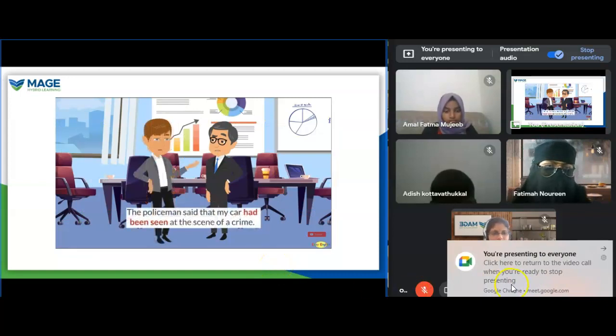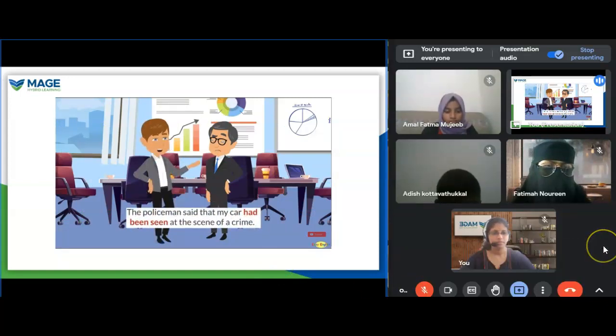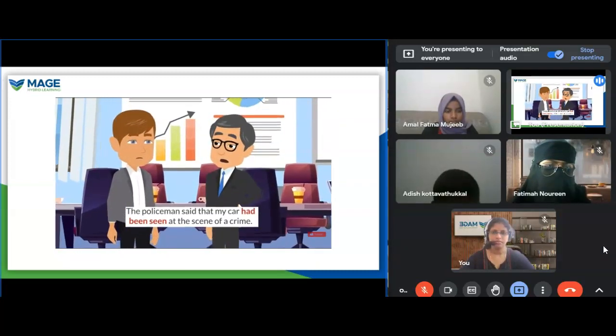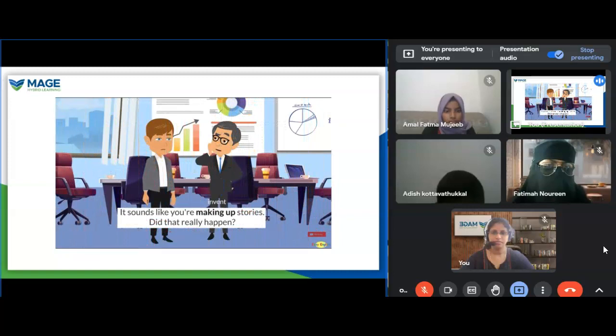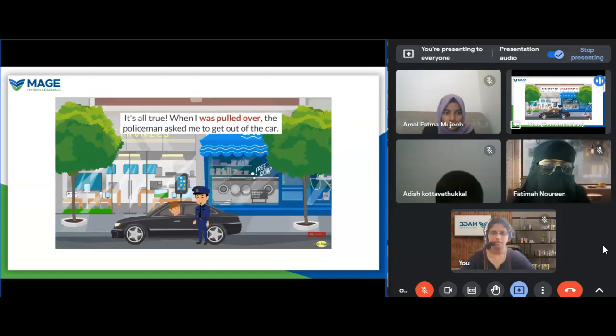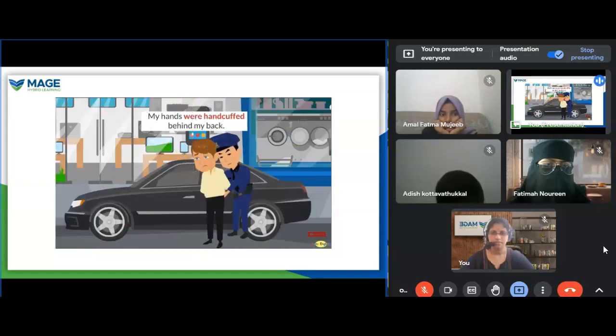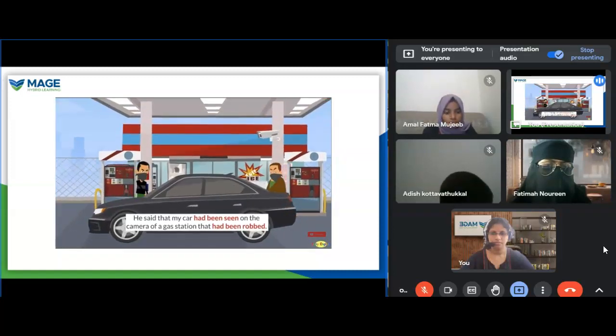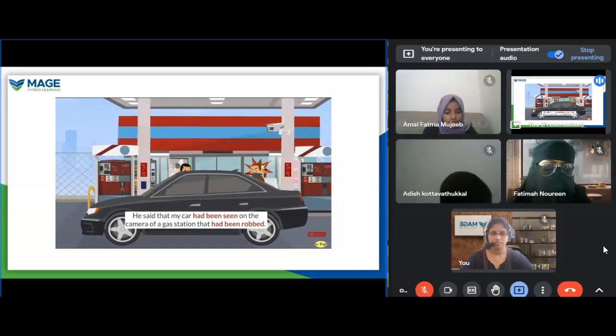Really? Why? The policeman said that my car had been seen at the scene of a crime. It sounds like you're making up stories. Did that really happen? It's all true. When I was pulled over, the policeman asked me to get out of the car. My hands were handcuffed behind my back. He said that my car had been seen on the camera of a gas station that had been robbed.